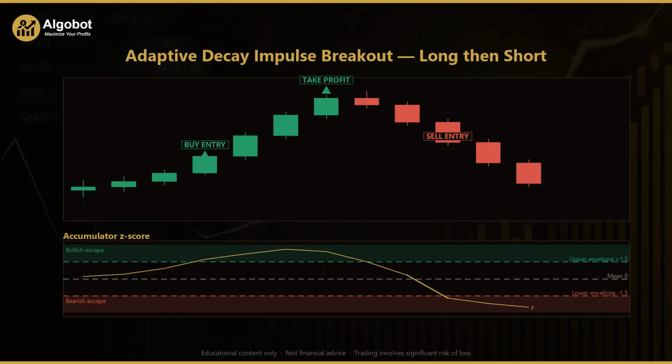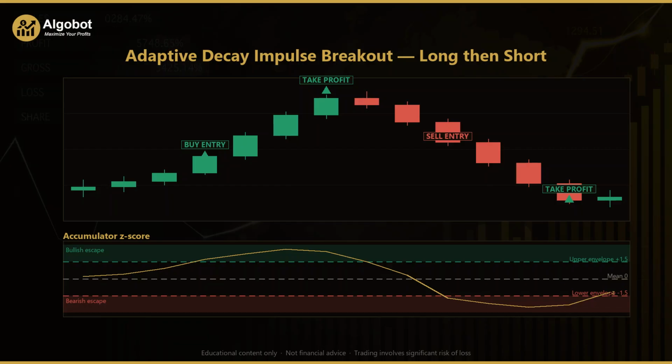After the top, momentum shifts. Around the 8th candle, the z-score falls back through 0, and then sellers take control with a firm red candle. Impulses turn negative, the accumulator swings down hard, and the z-score plunges through the lower envelope at negative 1.5. Acceleration is now negative and the accumulator is negative, so the short condition is met. That's the sell entry marker.